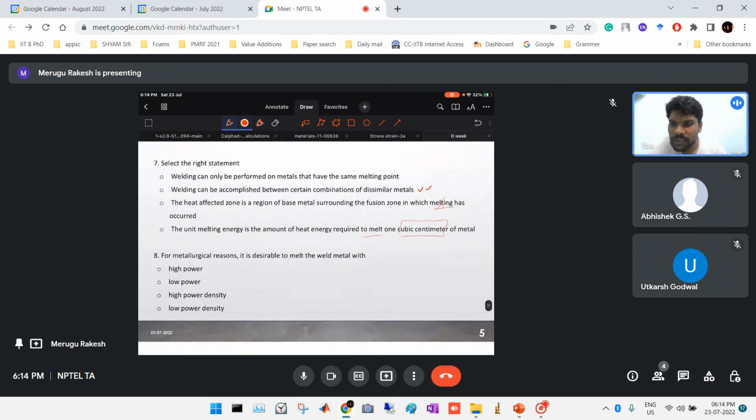So next question is, for metallurgical reasons it is desirable to melt the weld metal with... This is a very direct question. The options are high power, low power, high power density, low power density. If the power density is low, we are giving very little heat to the welding zone, so the cooling will be slower. It also depends on the metals.